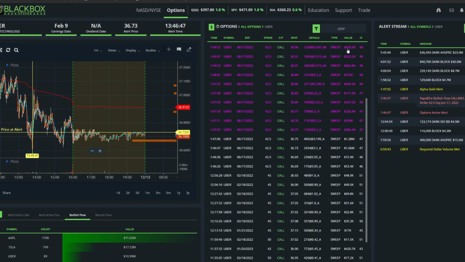Now, the second thing is going to be the value. The value right here is going to be the price that they paid for all of the contracts. So that's the position right there, basically a $420,000 order. And then the implied volatility is just your IV.